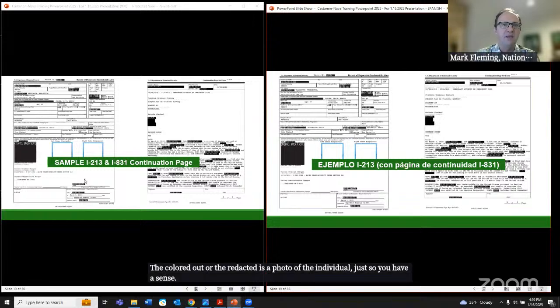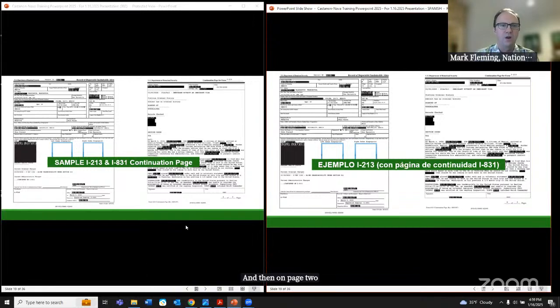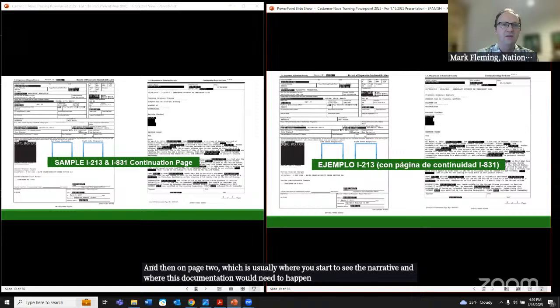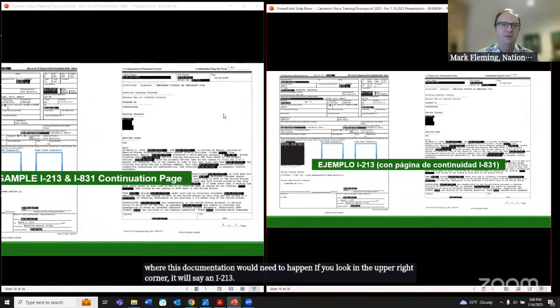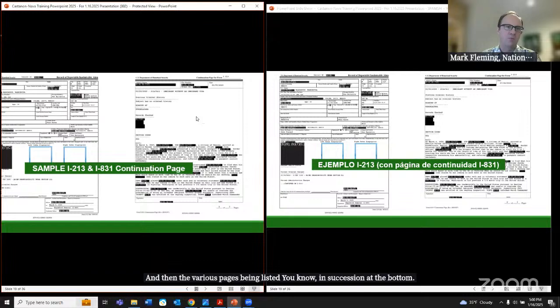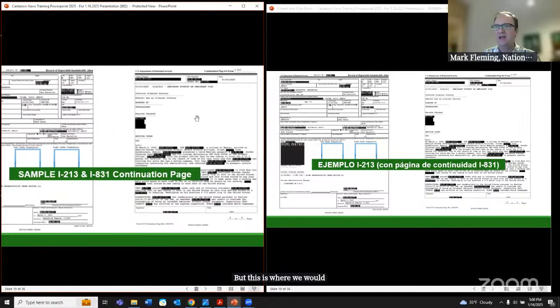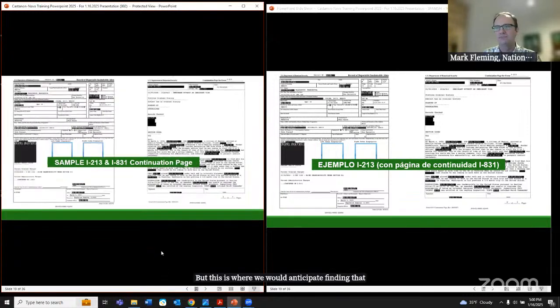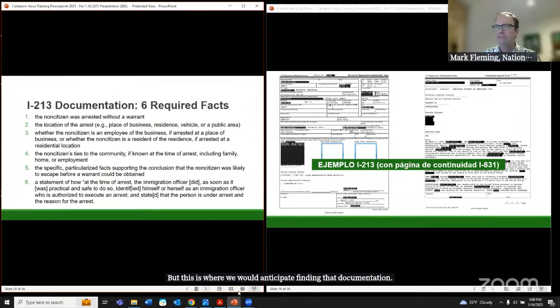And then on page 2, which is usually where you start to see the narrative and where this documentation would need to happen, if you look in the upper right corner, it will say I-213, and then the various pages being listed in succession at the bottom. But this is where we would anticipate finding that documentation. Next slide.